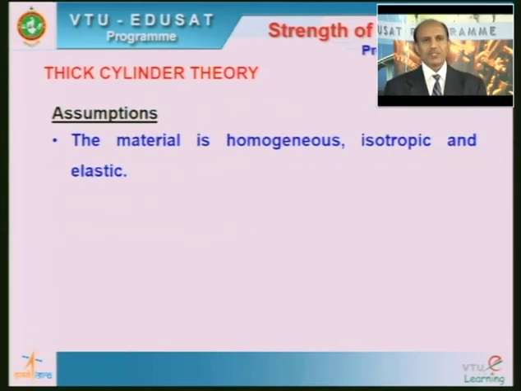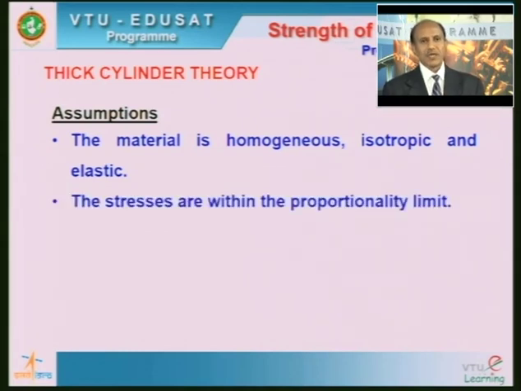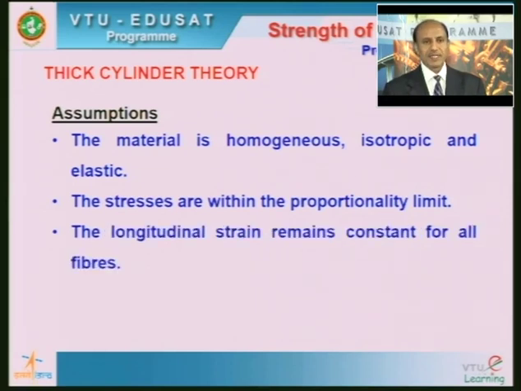Now, some of the assumptions that we are trying to look at in case of thick cylinder theory are: the first one is about the material, which is assumed to be homogeneous, isotropic and elastic. We are just trying to take metal sheets, and hence you can assume that all these characteristics are valid for such kind of materials. The stresses are within the proportionality limit. That means we are just in the linear part of the stress strain diagram, not in the non-linear stage.